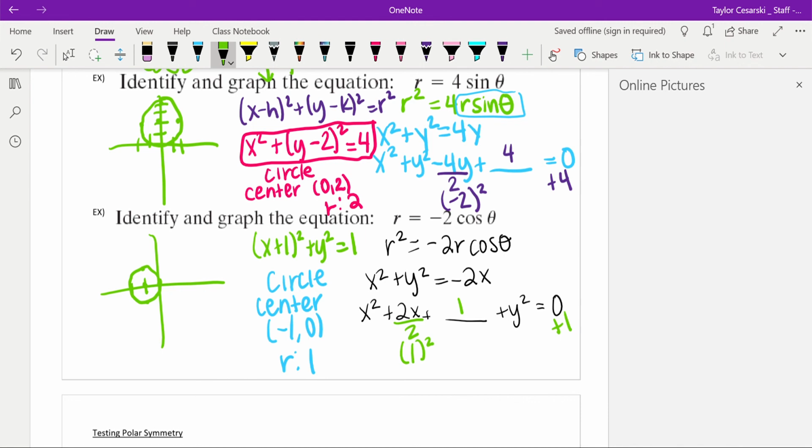So that's kind of how you convert between equations that are polar and rectangular. We'll get into a little bit more of the patterns that you'll see in class, but that's kind of the gist of equations.